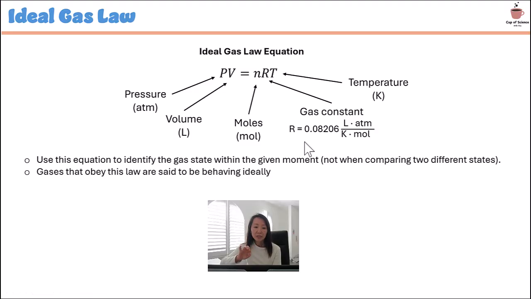The ideal gas law, we use this when we want to identify something at a given moment, not between two states, meaning we don't have two pressures here, initial pressure and final pressure, initial volume and final volume. You see only one pressure, one volume, one mole amount, one temperature. So you're looking at what the pressure is when you have this temperature, these moles, and this volume, not comparing when the volume increased or decreased. We're looking at combined gas law when we're comparing. But right now we're looking at the ideal gas law at that given moment, at that state. These are gases said to be behaving ideally, as I have mentioned, although real gas doesn't behave ideally. But it is a great estimation of how the gas might behave.